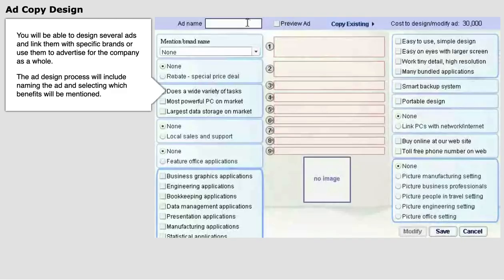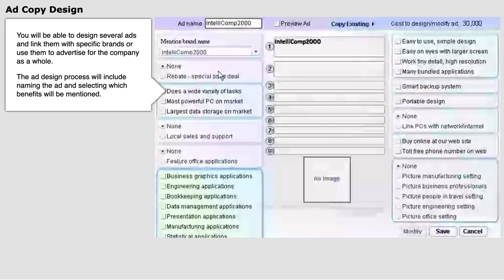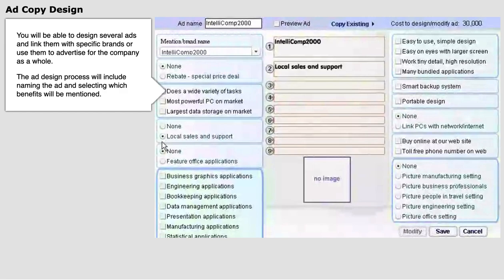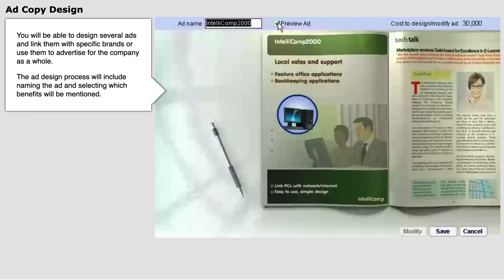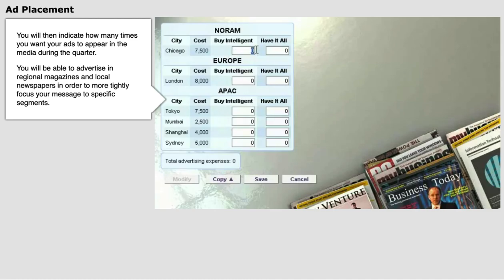You will be able to design several ads and link them with specific brands or use them to advertise for the company as a whole. The ad design process will include naming the ad and selecting which benefits will be mentioned. You will then indicate how many times you want your ads to appear in the media during the quarter.